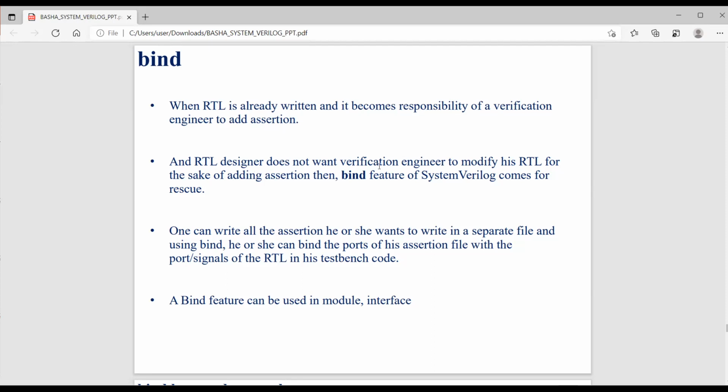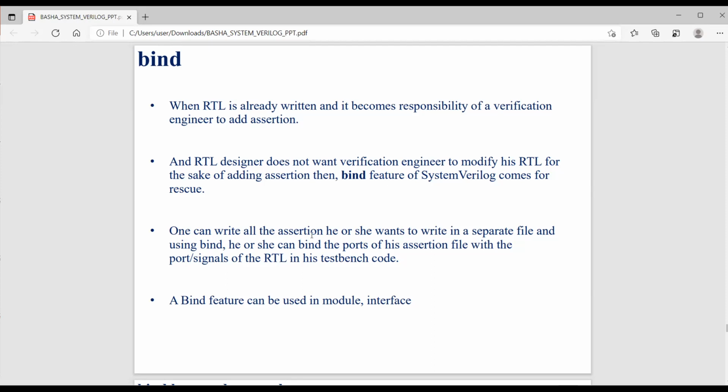So the RTL designer does not want the verification engineer to modify his RTL for the sake of adding assertions. We write assertions not for the environment, only for the main signals of our RTL code. So if we want to add that assertion, and the RTL designer doesn't want the verification engineer to modify his RTL code, in that case we can use this bind feature.